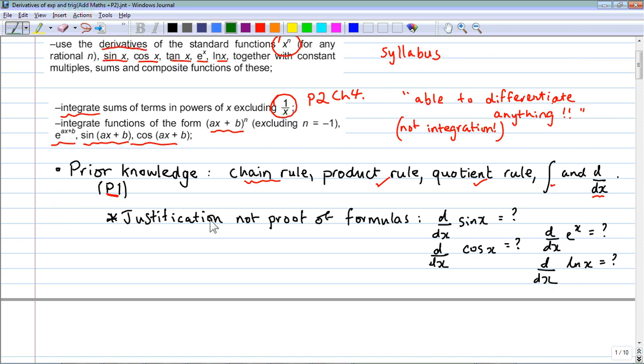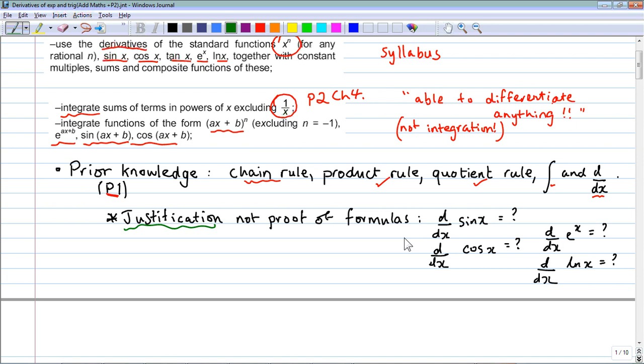So justification, I'll show you some reasons why the formulas are what they are. I hope that will help you to remember them and to see them in the right way. And then we'll see how just from knowing these 4 basic examples we can figure out almost anything else. A huge range of other functions.